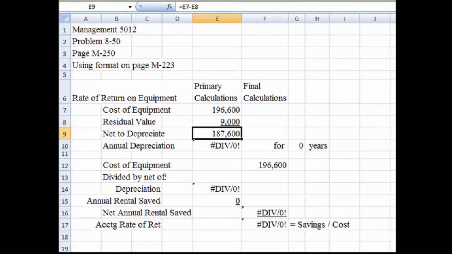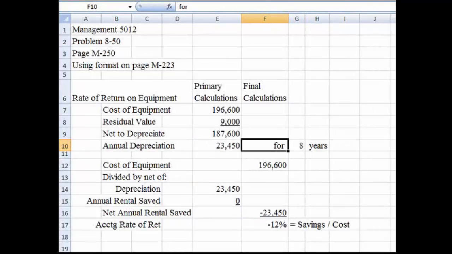$187,600. Now the book indicates that the equipment has an 8-year life, so the number 8 goes into the cell between the words "for" and "years" on the line labeled Annual Depreciation. This now enables the cell just to the right of Annual Depreciation to calculate the annual depreciation, which comes to $23,450.